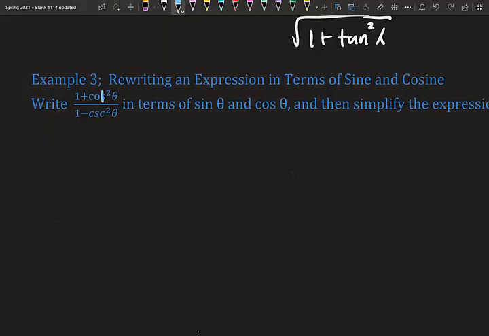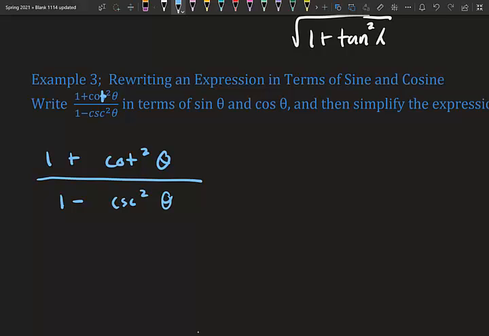I changed this to a t. 1 over it's 1 plus cotangent. So we're working with 1 plus cotangent squared theta over 1 minus cosecant squared theta. What we need to do is simplify this so there's only cosine and sine throughout the entire expression. Let's start changing our trig functions into cosine and sine because it's telling us to write only sine and cosine with no fractions.